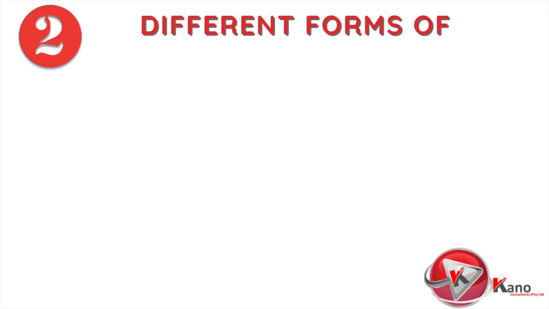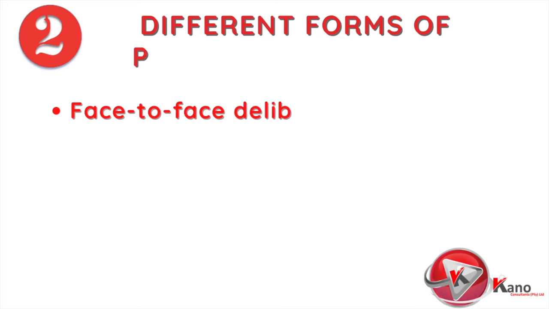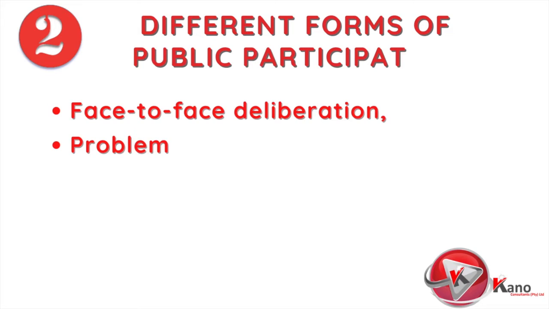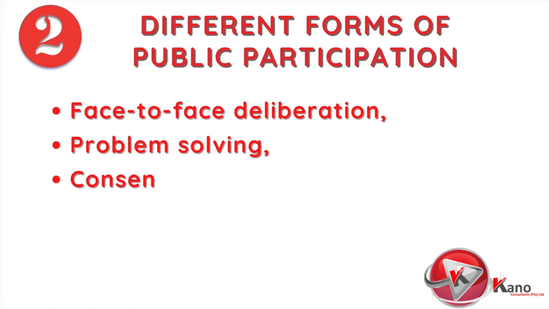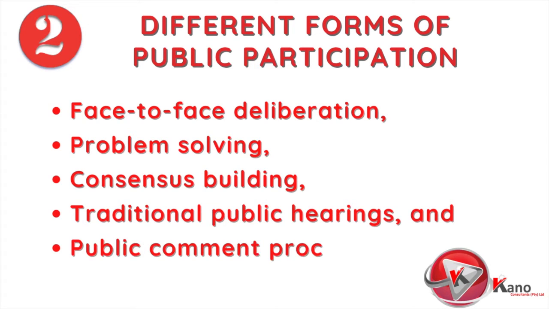Public participation processes take many forms, including face-to-face deliberation, problem solving, consensus building, traditional public hearings, as well as public comment procedures. This all depends on a number of factors, from the number of people required to participate, to the sort of influence required from such process, and even the type of decision to be made and the outcome required.